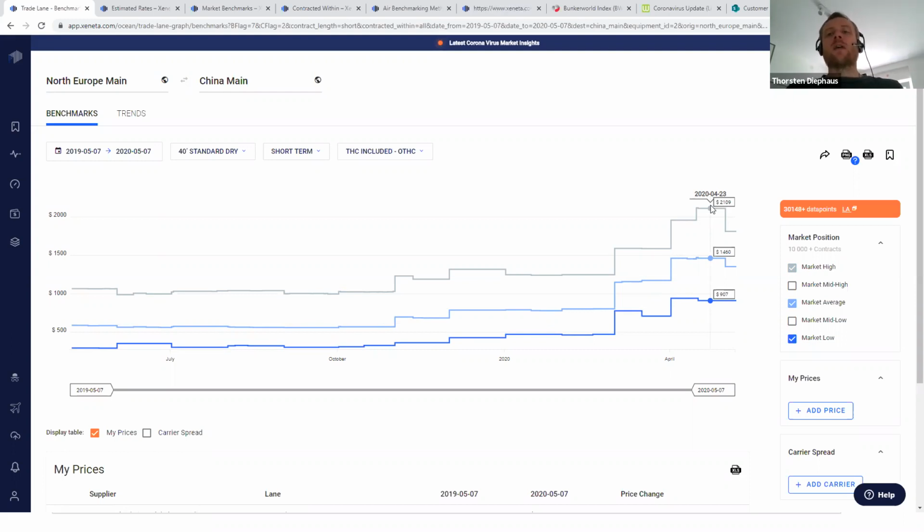Therefore, it's always important to check the average development, as we include the most data in our average pricing. But at the same time, when you realize that your rates are closer to the market low, it always makes sense to double check whether you see the same development on the market low side as well, or whether this is probably still a bit more stable.